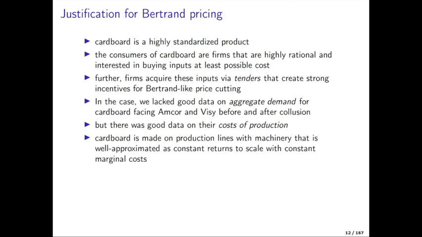The consumers of cardboard are firms that are highly rational, interested in buying the inputs at the least possible cost. These firms acquire inputs via tenders that create really strong incentives for Bertrand-like price cutting. In this case, they lacked good data on aggregate demand for cardboard facing Amcor and VC before and after the collusion, but they had good data on the marginal cost of production. Cardboard is made on production lines with machinery well approximated by constant returns to scale with constant marginal cost. So you have all the things you need for Bertrand price competition.